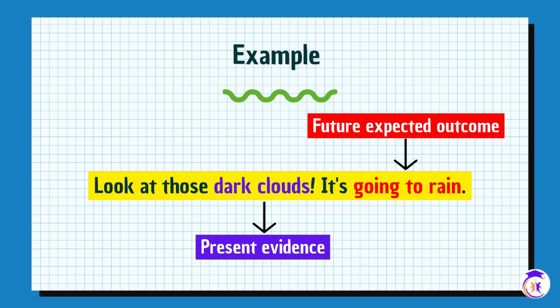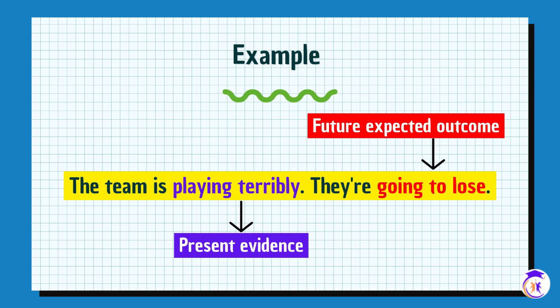The team is playing terribly. They're going to lose. In this example, the speaker makes a future prediction of going to lose based on present moment evidence of playing terribly. In this case, using the going to plus verb formula to express the future is completely relevant. The team's poor performance suggests an inevitable loss.